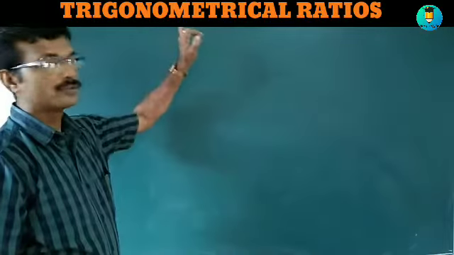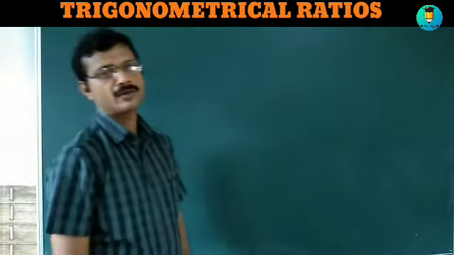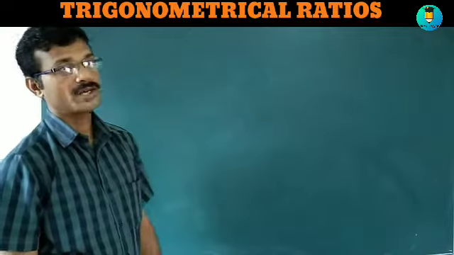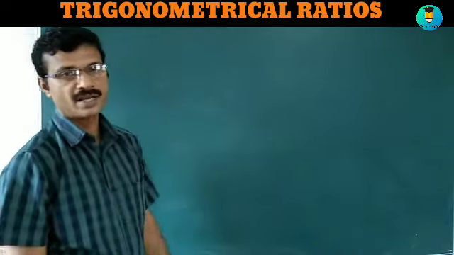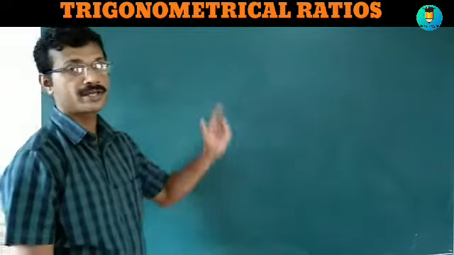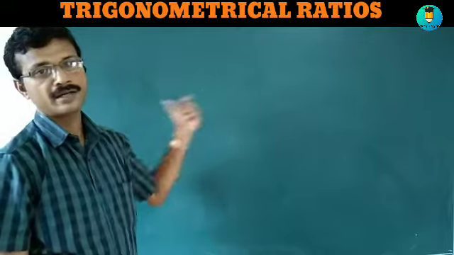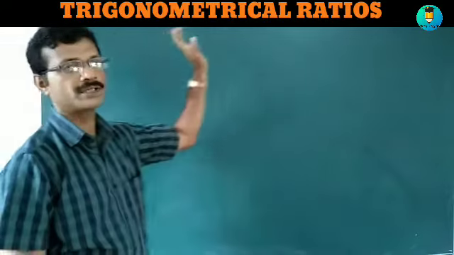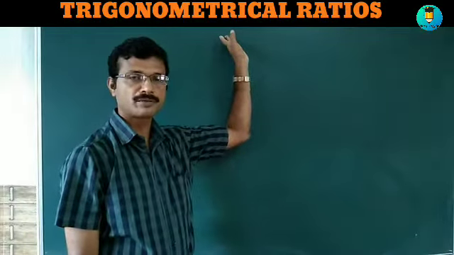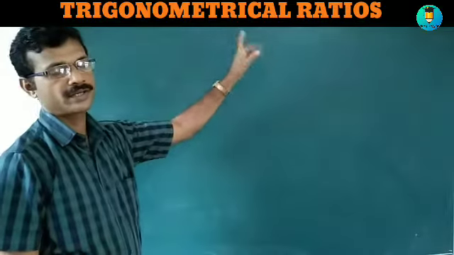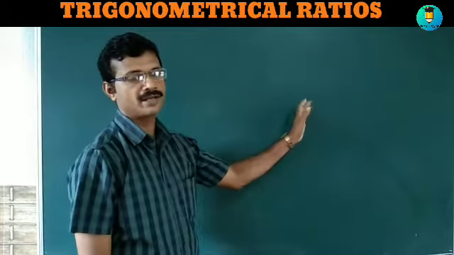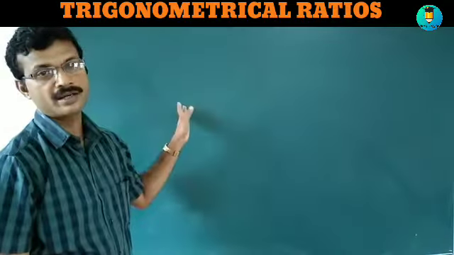So what we are going to do in trigonometry, we are going to relate the ratios of the sides of a triangle with the angle. That is the relationship we are going to do here. That is, in trigonometry mainly we are going to deal with that only. That is the ratios of the sides of a triangle, how they are related with the angle.